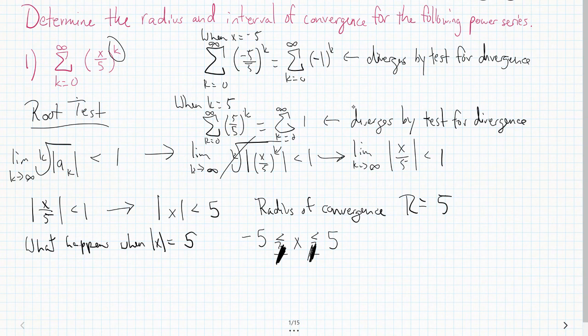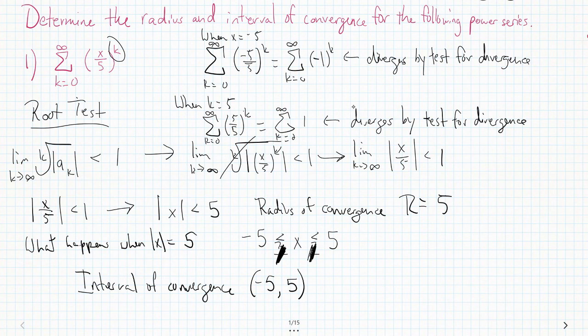So at the end of the day, what we have is the interval of convergence. So the interval of convergence runs from -5. We don't want to include that to 5. We don't want to include that either. And so that's our final answer. So we have the radius being 5, and then since we just had x between those two, it goes -5 to 5, and we're done.